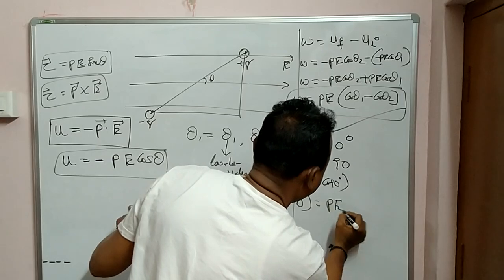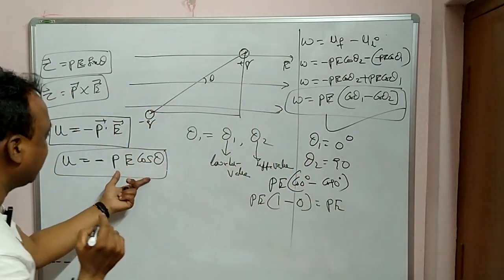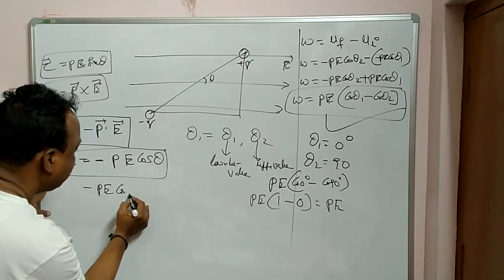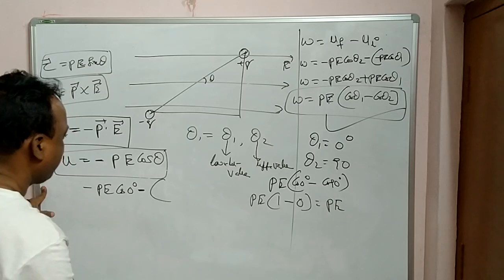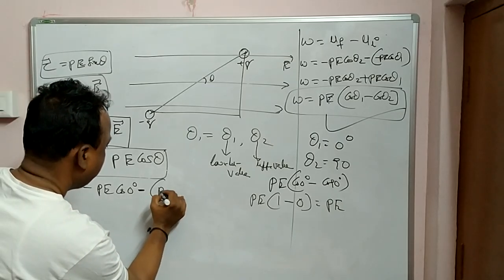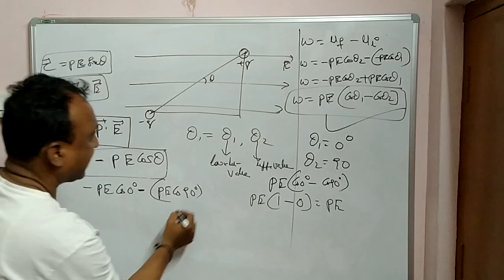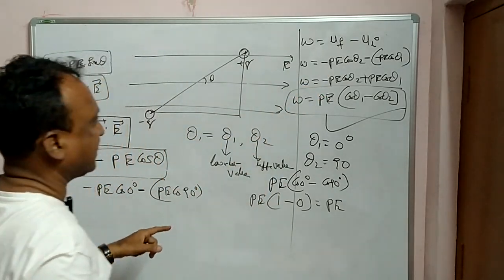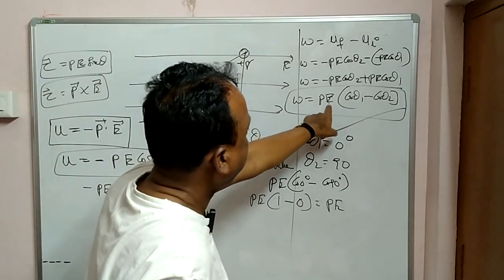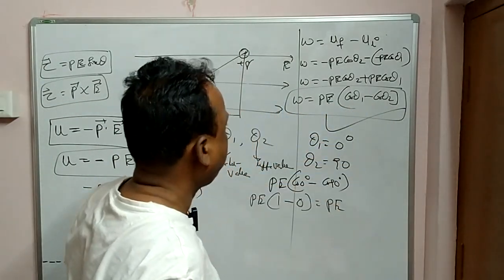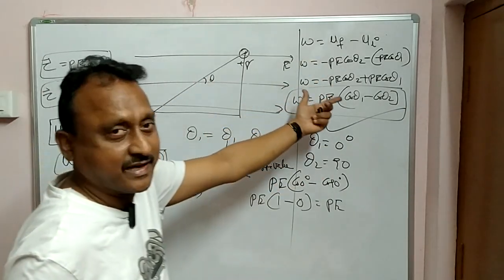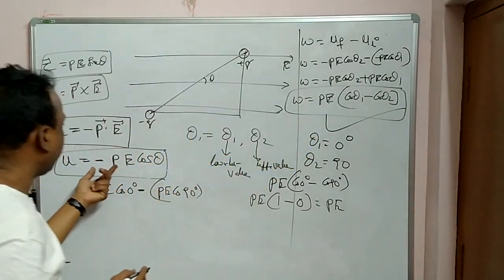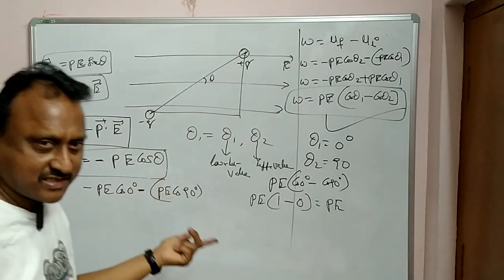So what is the answer? PE. Doing it this way, it comes the same. You can also go like this: minus PE cos theta, first 0 degrees, minus PE cos 90. We wrote the formula here, U final minus U initial, you can put it here, PE into cos theta 1 minus cos theta 2. Same formula, I have applied it directly here. So that there is no confusion, you can apply this one. This is the original formula, minus P dot E or minus PE cos theta.